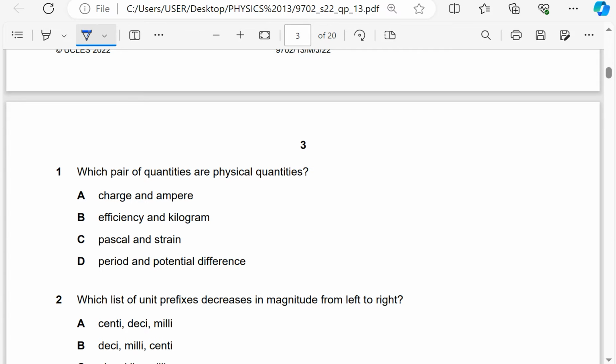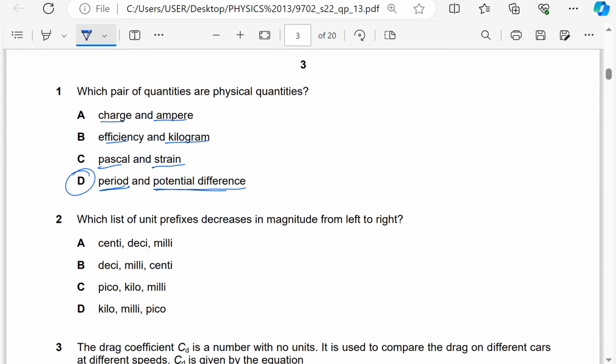Of course, a physical quantity has a magnitude and a unit. Charge and ampere. Of course, ampere is a unit. Charge is a magnitude. We want a pair of quantities which are physical quantities. Efficiency is a quantity. Kilogram is a unit. Pascal is a unit. Strain is a quantity. Period is a physical quantity which has a unit. Potential difference is a physical quantity which has a unit. So the answer is going to be D. Period has a magnitude and unit. Potential difference has magnitude and unit.